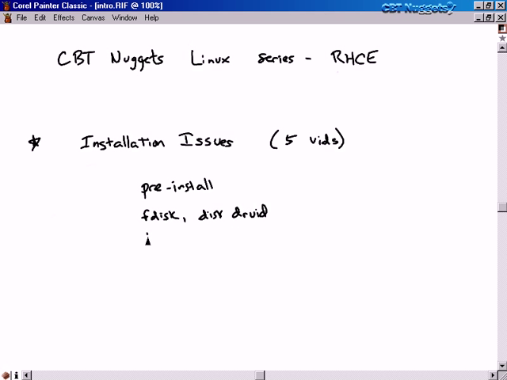Then we talk about a very cool tool that Red Hat has for automating the installation process, and this tool is called Kickstart. Then we talk about some advanced installation issues.